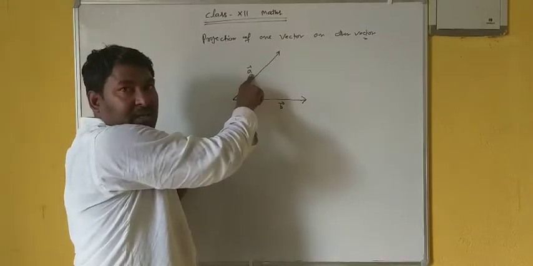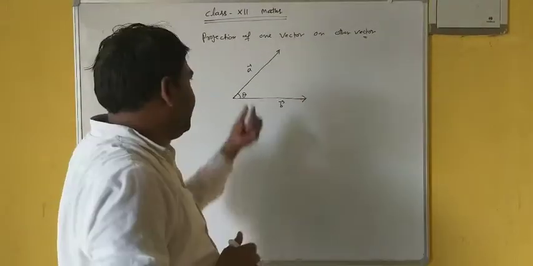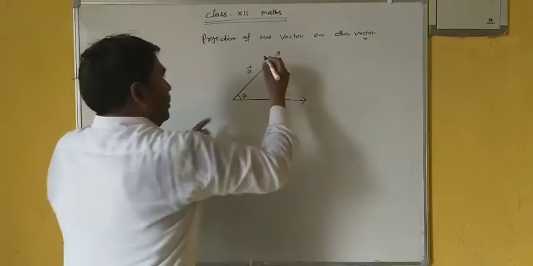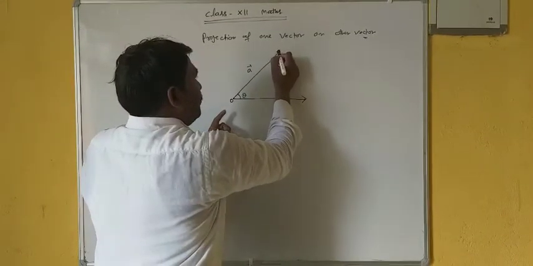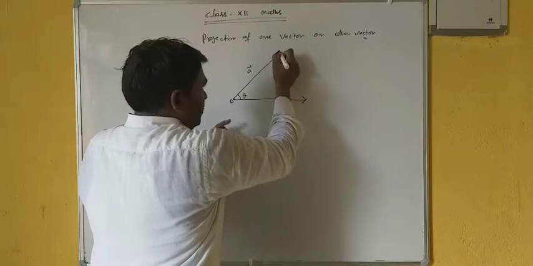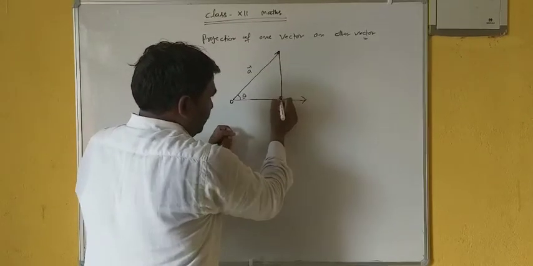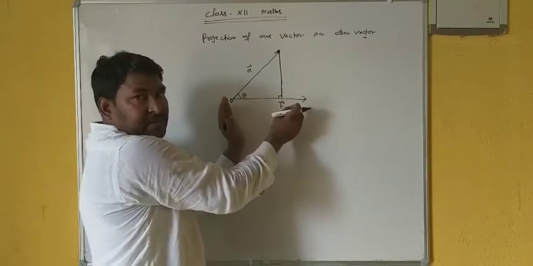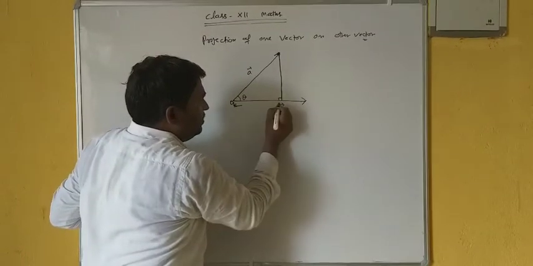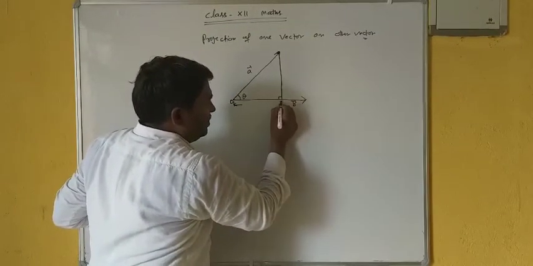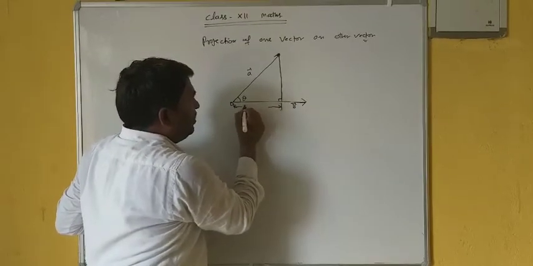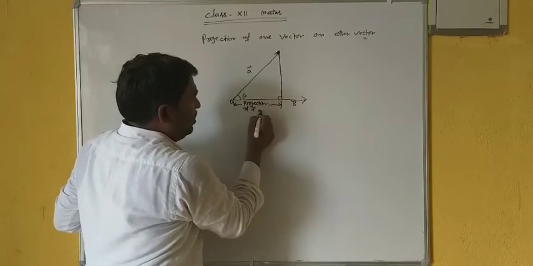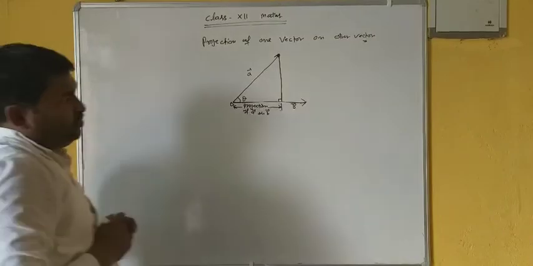If there is a vector A, it means it has some magnitude, let it be A, and its direction is along this way. From its tip point, let us draw a normal on the other vector. This is the normal. Whatever distance it covers along this vector B, that is the projection. From here to here, this is your vector B, and from here to here, this is your projection of vector A on vector B.